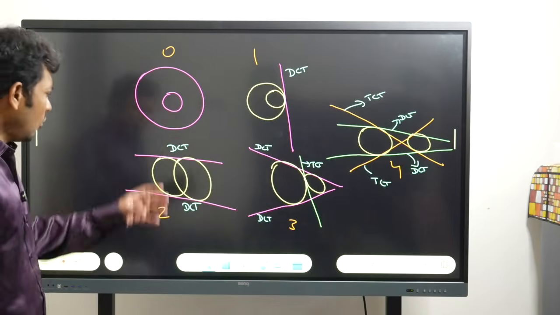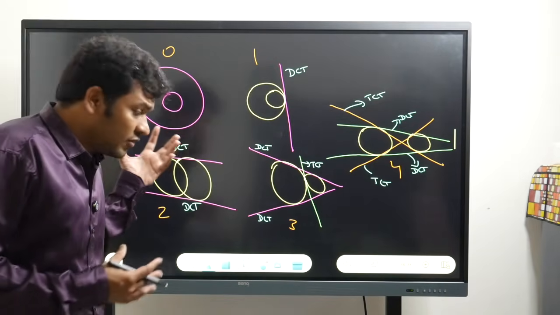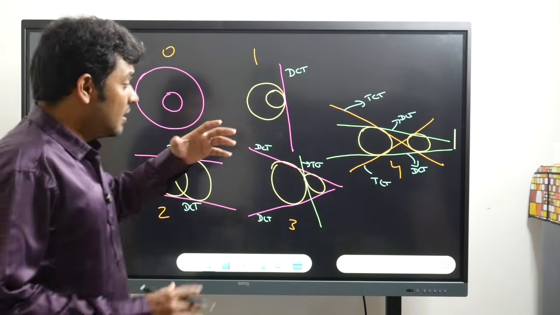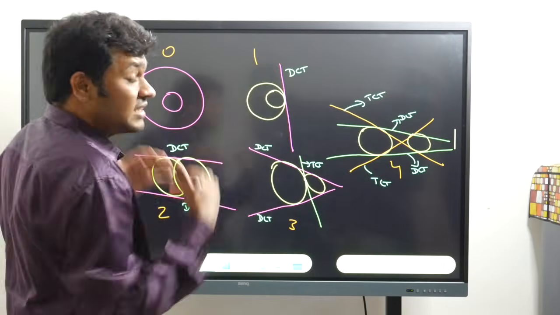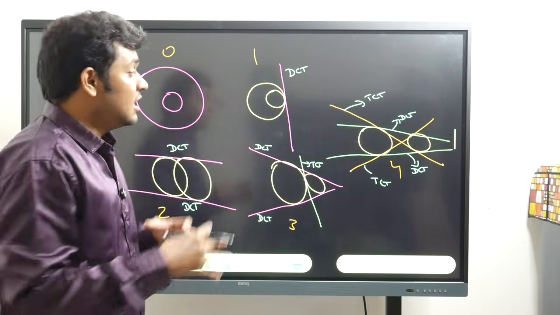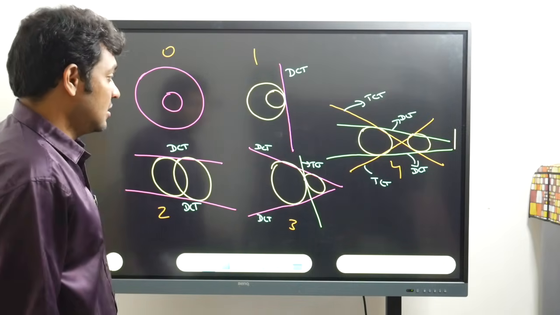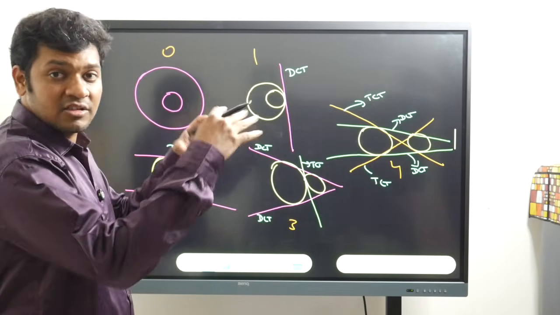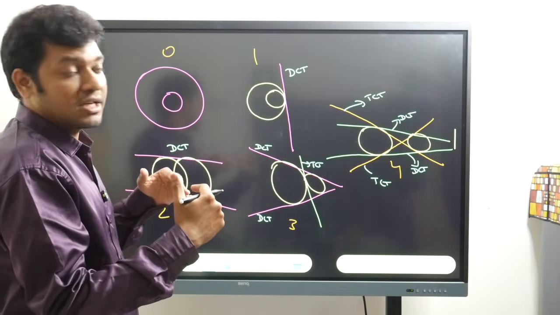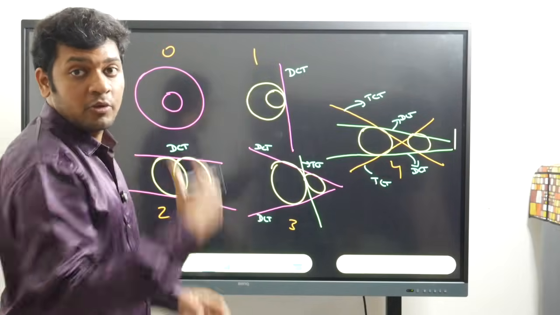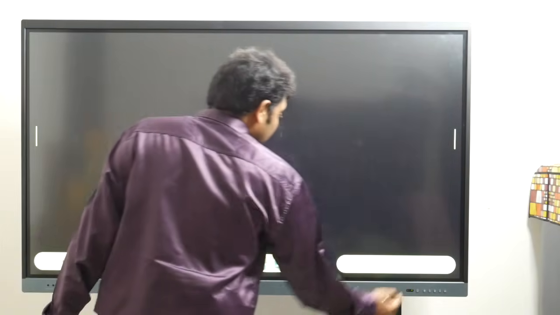Right? Now, what's a direct common tangent? If I have to define it, if both these circles are lying on the same side of a tangent, it's a direct common tangent. If both these circles are lying on the opposite sides of a tangent, it's a transverse common tangent. To make it simple, okay? Same side, direct common tangent. Opposite sides, transverse common tangent.